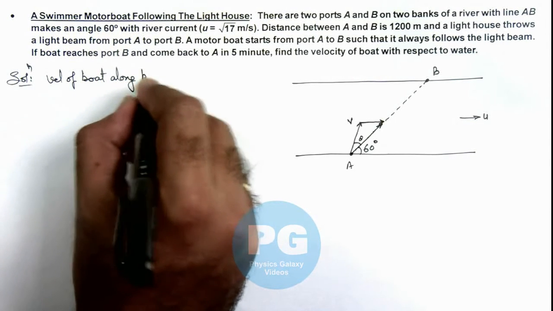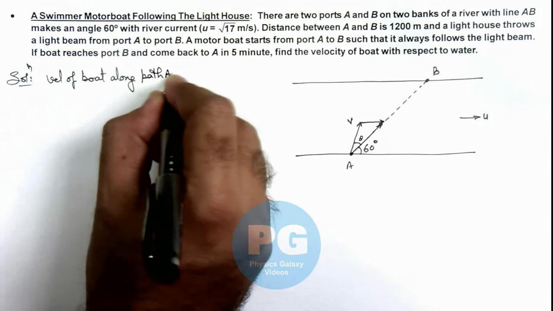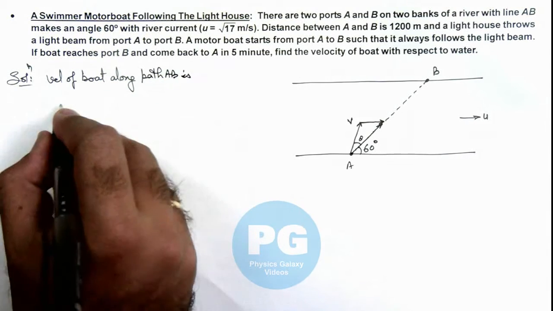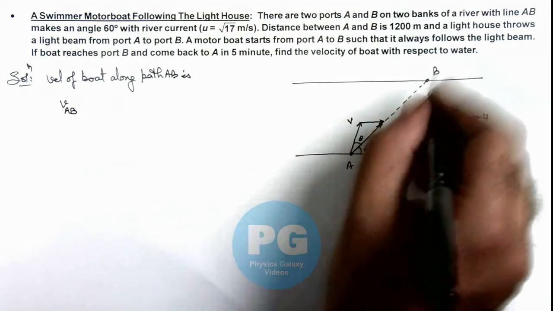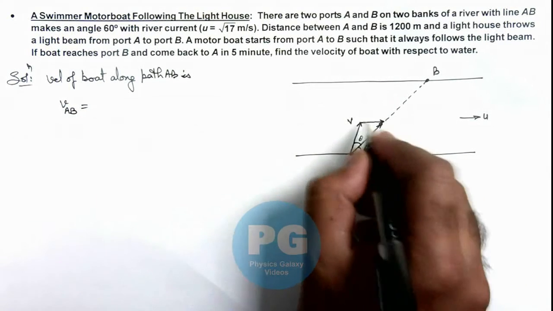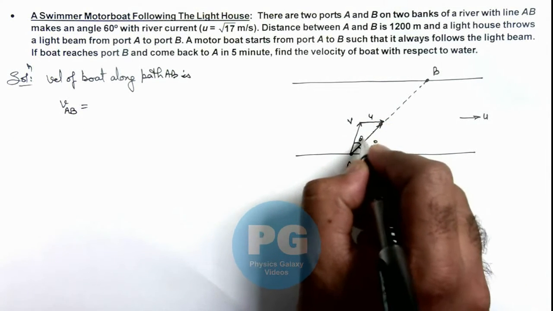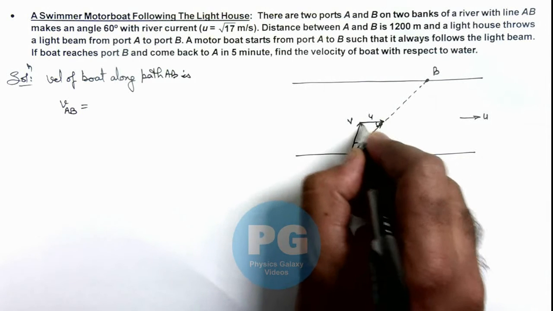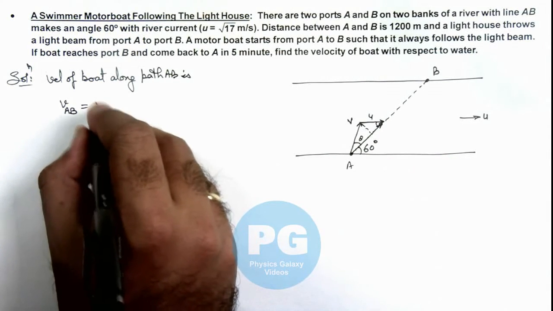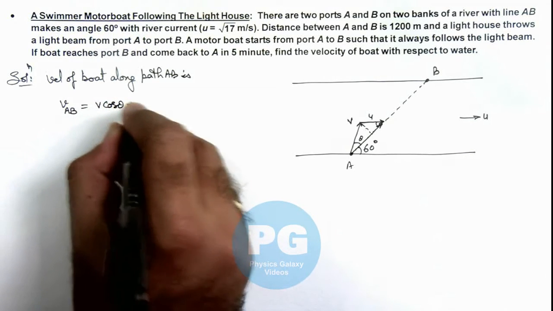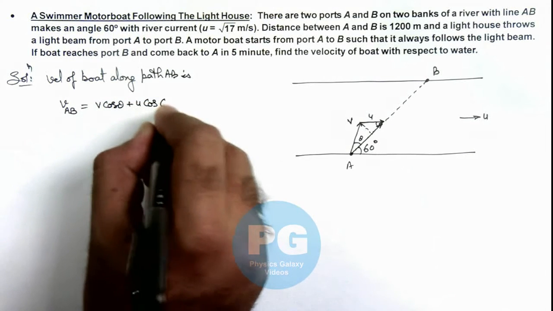along path AB. Here we can calculate the velocity of the boat along path AB when it is going from A to B. If this angle is theta and this is 60 degrees, we can write this velocity as V cos theta plus U cos 60 degrees.